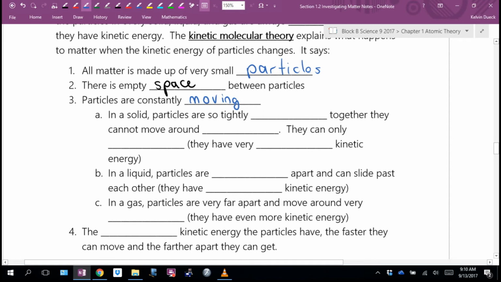Now, in a solid, particles are so tightly packed together that they can't move around freely. All they can do is vibrate. You guys know your stuff. I'm impressed. Last time I did this, it was like pulling teeth. They have very little kinetic energy.